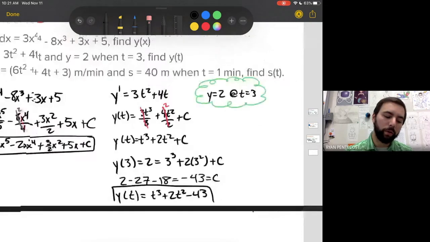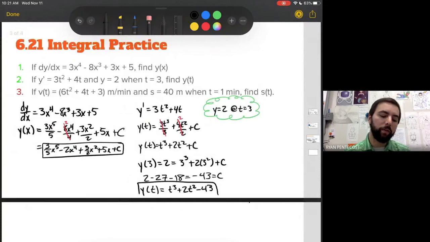The third one: if v of t, the velocity function with respect to time, equals 6t squared plus 4t plus 3 meters per minute, and if s equals 40 meters when t equals 1 minute, find the function s of t. So go ahead and pause this video, solve that on your own, come back and I'll work through it.